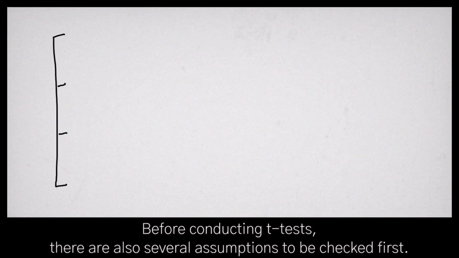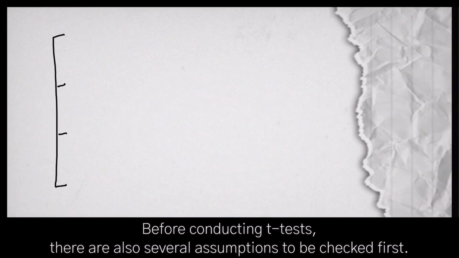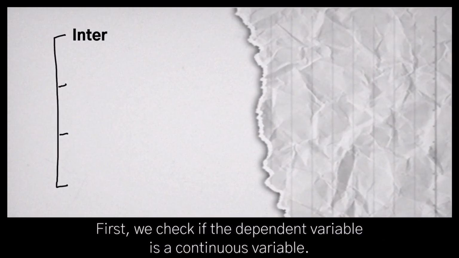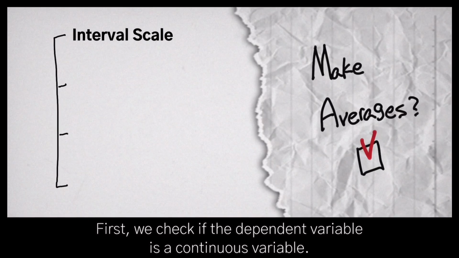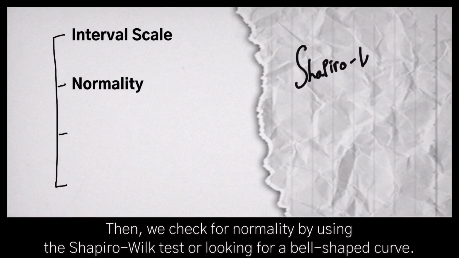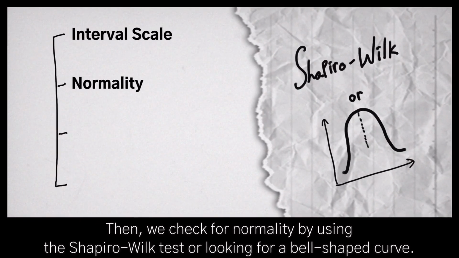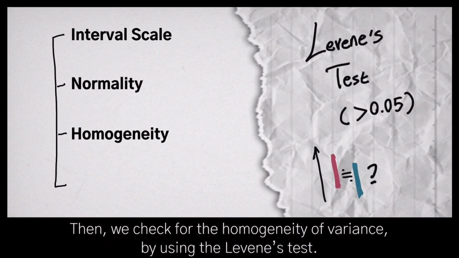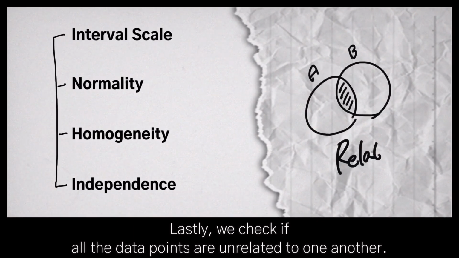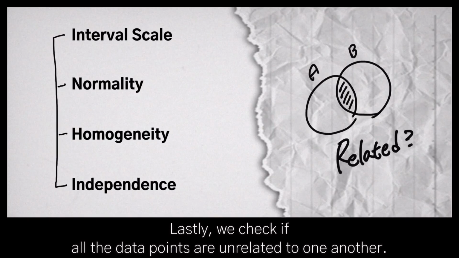Before conducting t-tests, however, there are also several assumptions to be checked first. First, we check if the dependent variable is a continuous variable. Then, we check for normality by using the Shapiro-Wilk test or looking for a bell-shaped curve. Then, we check for the homogeneity of variance by using the Levene's test. Last, we check if all the data points are unrelated to one another.